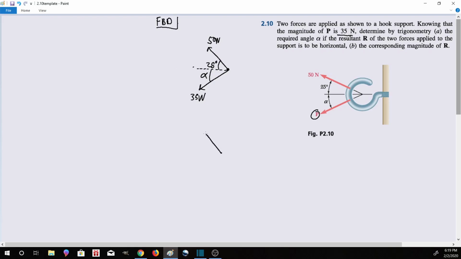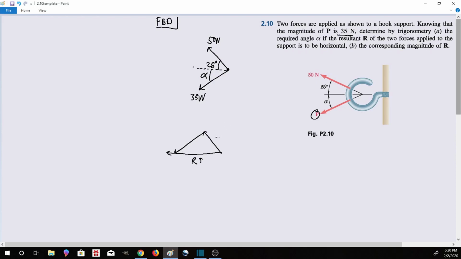draw force 1. Doesn't matter which force is force 1, you could draw this one or this one. And then you just draw force 2 on the head of the first arrow and then the tail of force 2. And the reason why we know that our resultant is supposed to look like this, is supposed to be completely horizontal, is because it also tells us in the problem statement to find the required angle of alpha if the resultant of the two forces applied to the support is to be horizontal. So the resultant, this right here, is supposed to be completely horizontal.